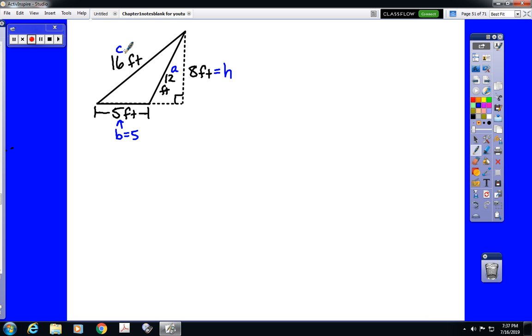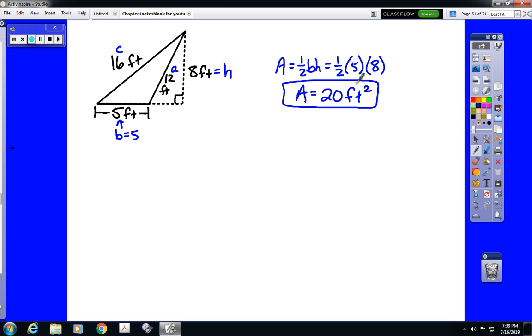So our area would be 1/2 base times height or 1/2 times 5 times 8, giving us an area of 20 square feet. And our perimeter, we're just going to add up the side lengths. There's nothing tricky to it. That is 12 plus 5 plus 16, or a perimeter of 33 feet.